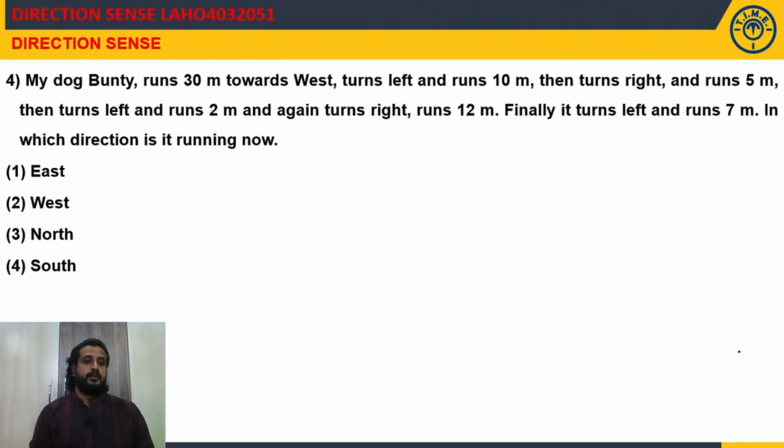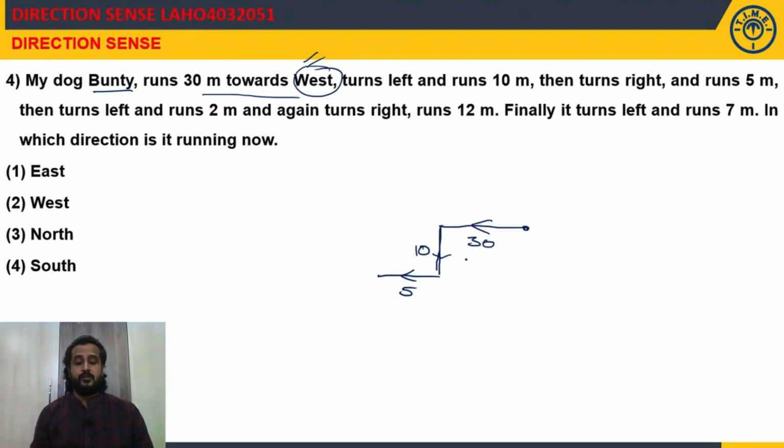Question number 4. My dog Bunty runs 30 meters towards west. Initial direction is given, so no issue. So let's take the starting point. And west, 30 meters. Turns left. While moving west, left will be south, 10 meters. Then turns right. While moving south, right hand side will be west. How many meters? 5 meters. So you should be thorough with the east, west, north, south directions on a paper, and left, right with respect to each and every direction.